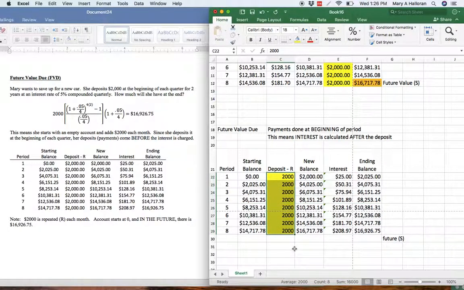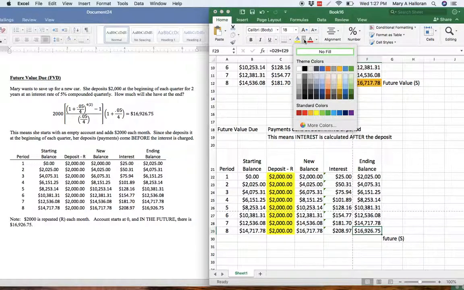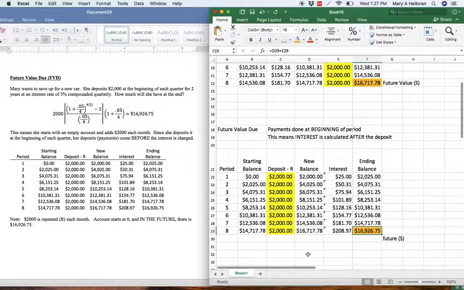This was the amount that I was putting in every month, 2,000 bucks. It was my repeated amount. They were my quarterly deposits. At the end, I had a future value. I started with nothing. I ended with 16. And rather than have to do all of these tables and information all to figure this out.